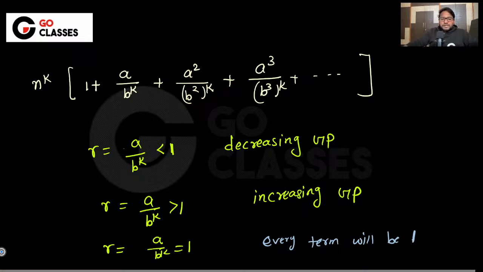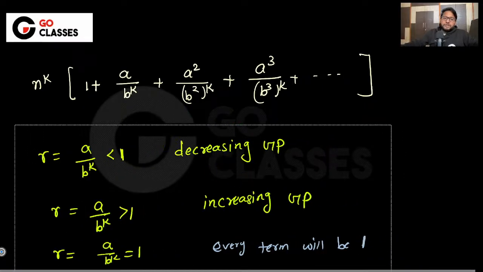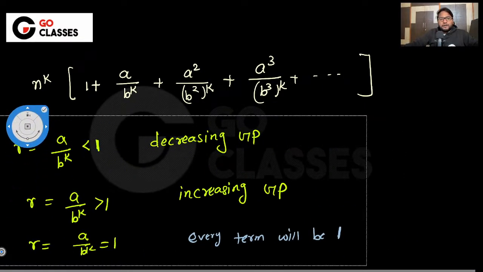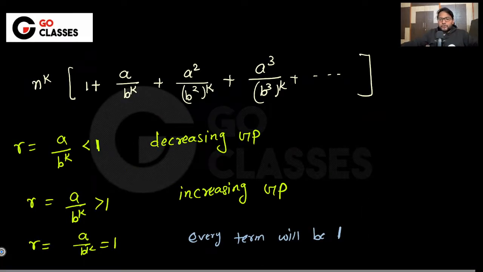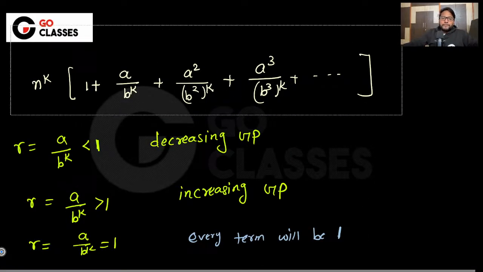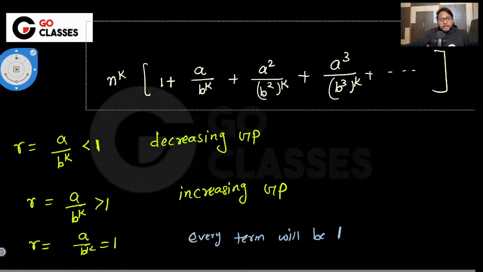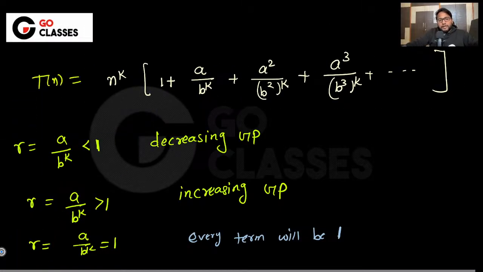If this is a decreasing GP, then can you tell me what is the answer for Tn? Just n power k. So if this is a decreasing GP, then Tn is nothing but n power k. If this is an increasing GP, then Tn will be n power k into, let's suppose there are p such terms or some x terms, the last term.